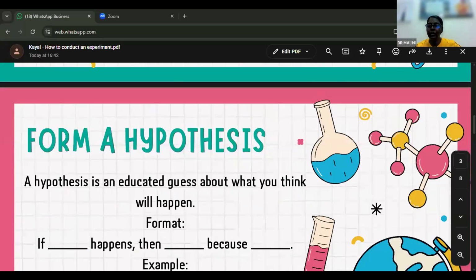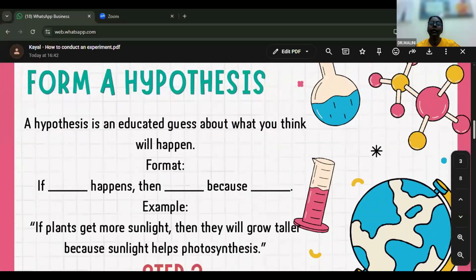Okay, the second reason why we are conducting an experiment is to form a hypothesis. Whatever experiment we are doing, normally there will be a hypothesis. Hypothesis means an imagined answer. For example, a hypothesis is an educated guess about what you think will happen. Maybe it could happen, maybe not. Whatever you are saying could happen or it could not. So there will be two different answers. There is no right or wrong.